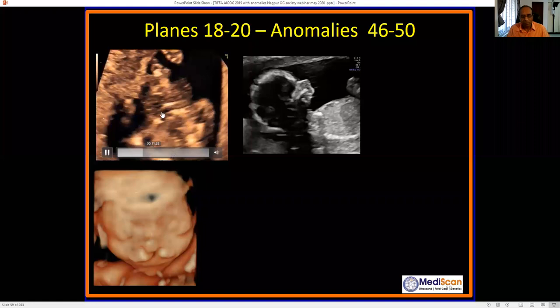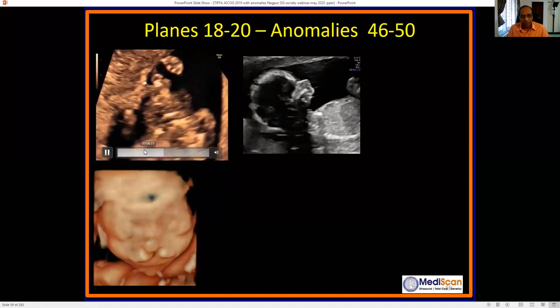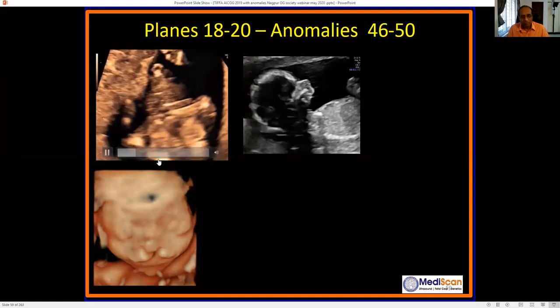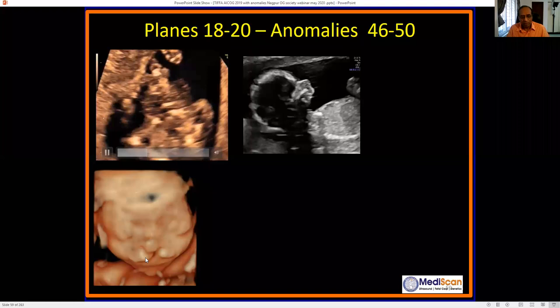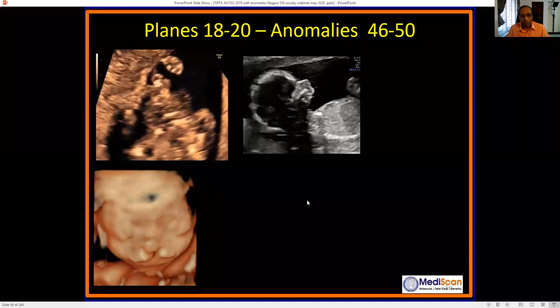in the mid-coronal view, you can see the premaxillary triangle is not closed. So there is a severe large facial cleft which is there. And this baby has got a central cleft lip, which is here, and palate, which is there.